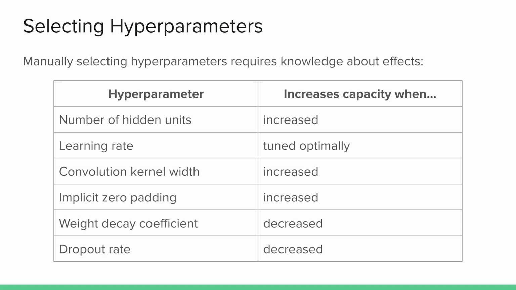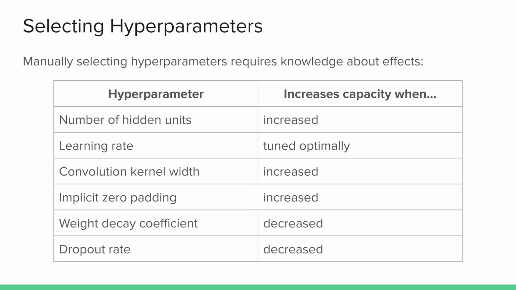Weight decay is also something interesting. Weight decay means you're limiting your model parameter values. By introducing weight decay, you are doing the opposite effect: you're reducing the capacity, because the parameters can no longer become very large.